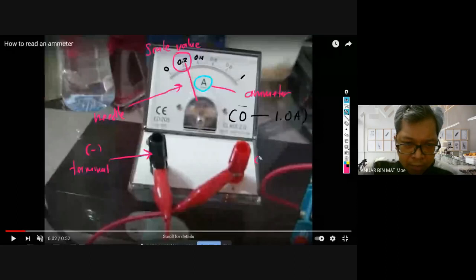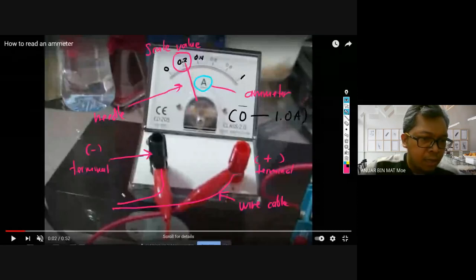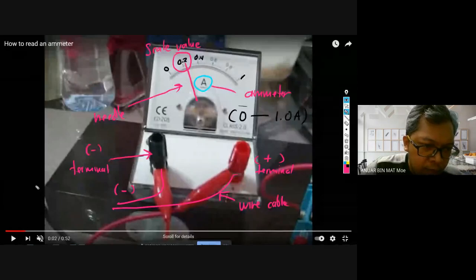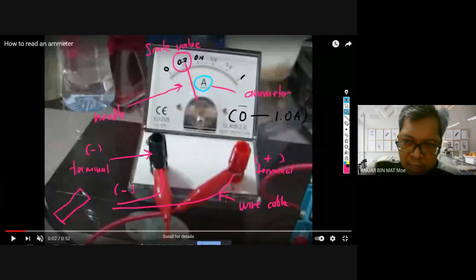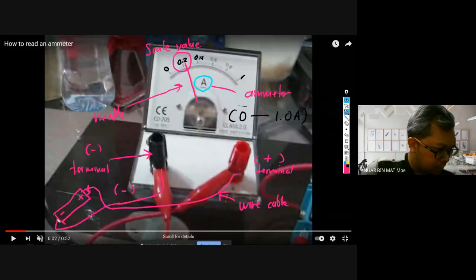And then this terminal is connected to a wire, or cable. Please make sure that the negative terminal is connected to the negative terminal on the battery, for example, and the positive terminal is connected to the positive terminal on the battery. Usually the battery has positive and negative terminals, so you must connect it correctly. Can you see the picture here?